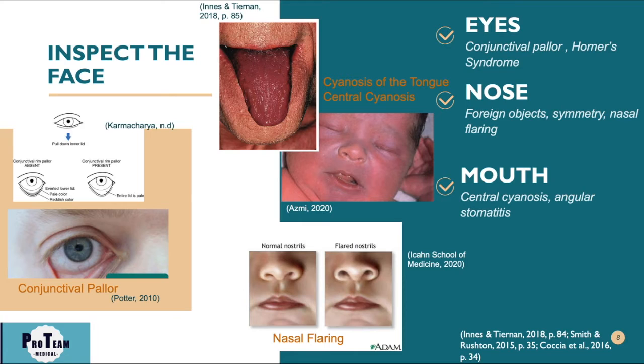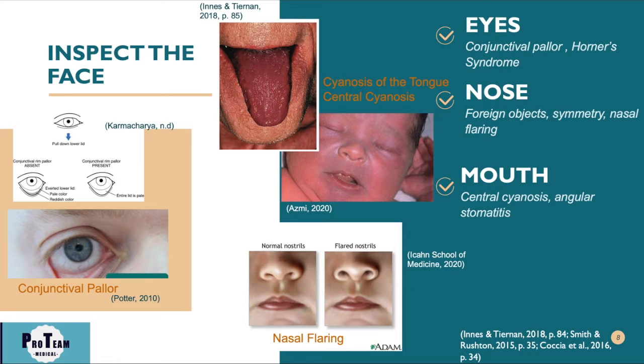By inspecting the face, inspect the eyes for conjunctival pallor, which may indicate anemia. Anemia is a common cause of dyspnea. Also look for Horner syndrome, characterized by ptosis and meiosis. Lung cancers that involve and damage the sympathetic trunk can present as Horner syndrome.